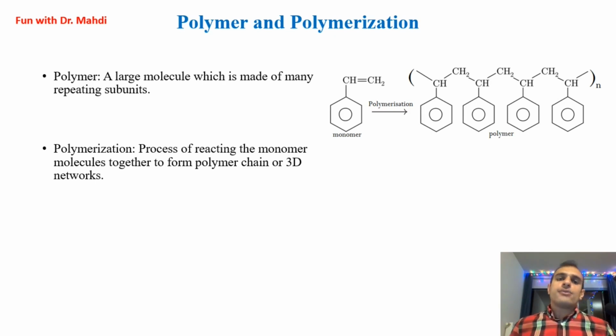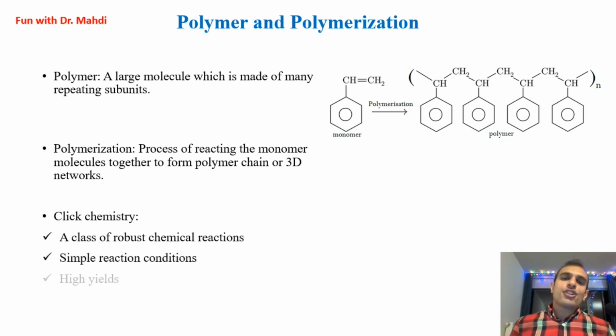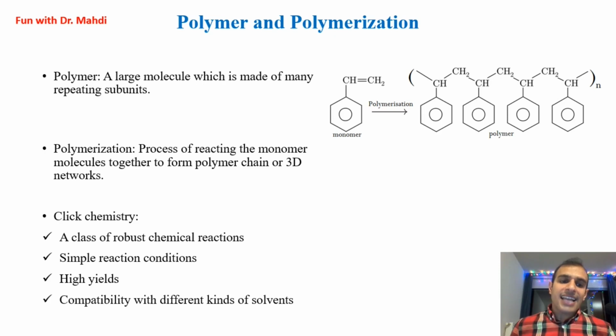In this video, we would like to investigate using click chemistry for doing polymerization. But the question here is, why click chemistry? Click chemistry has a lot of advantages. Click chemistry is a class of robust chemical reactions. With click chemistry, we can have very robust bonds. And also, simple reaction conditions, high yields, and compatibility with different kinds of solvent are other advantages of click chemistry reactions.